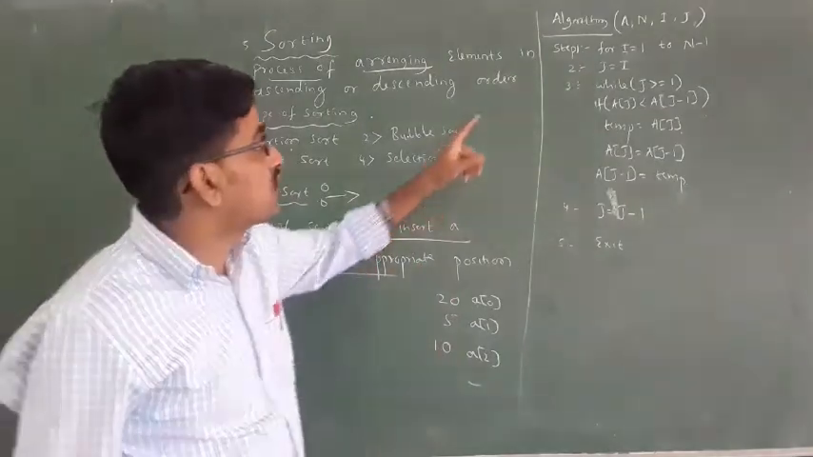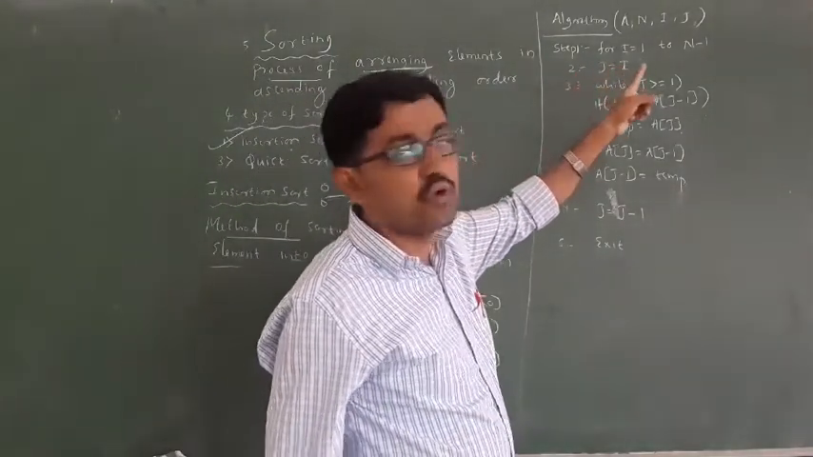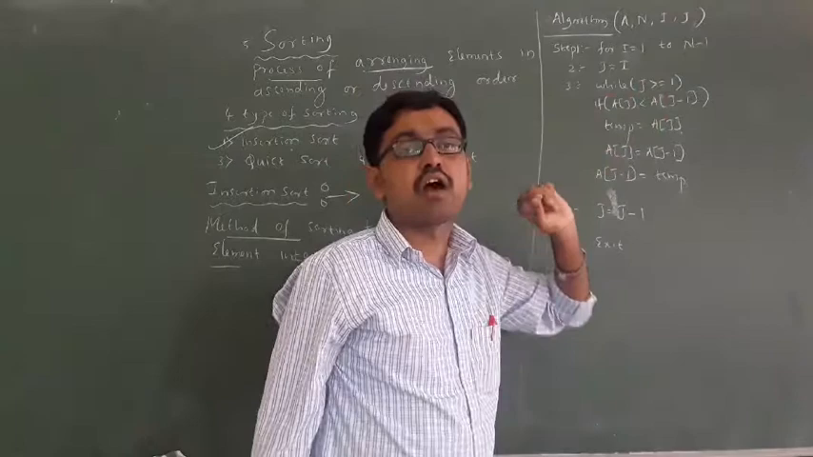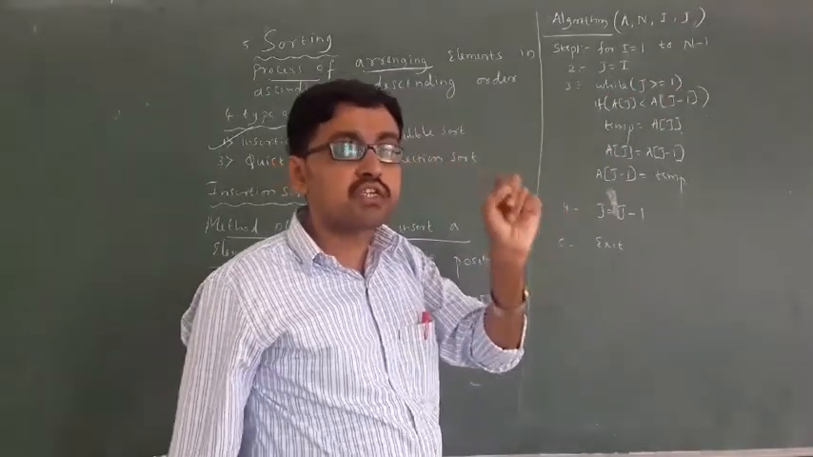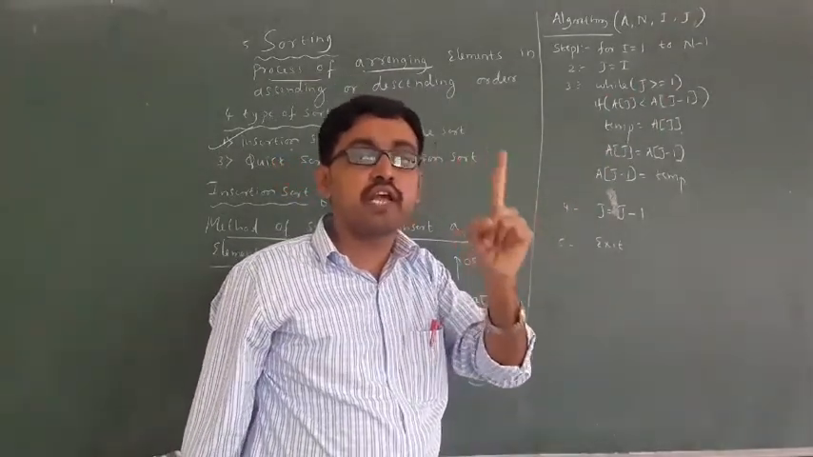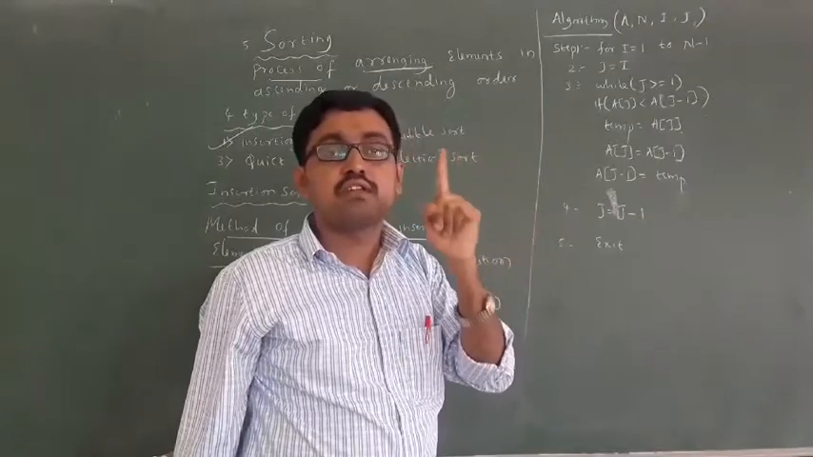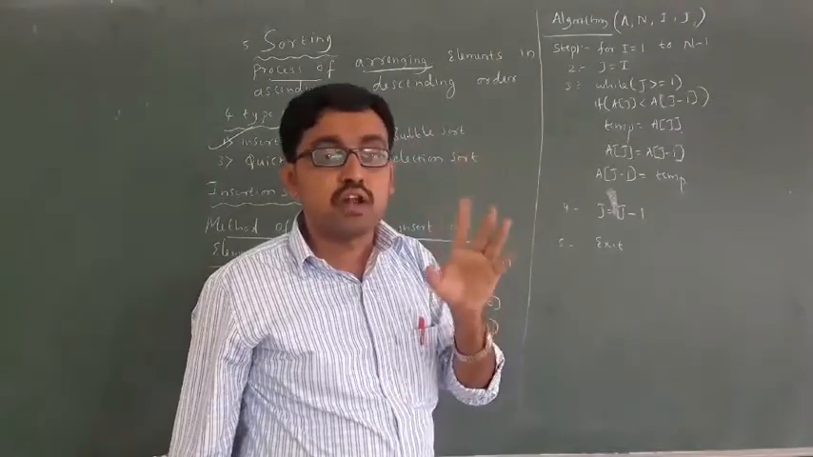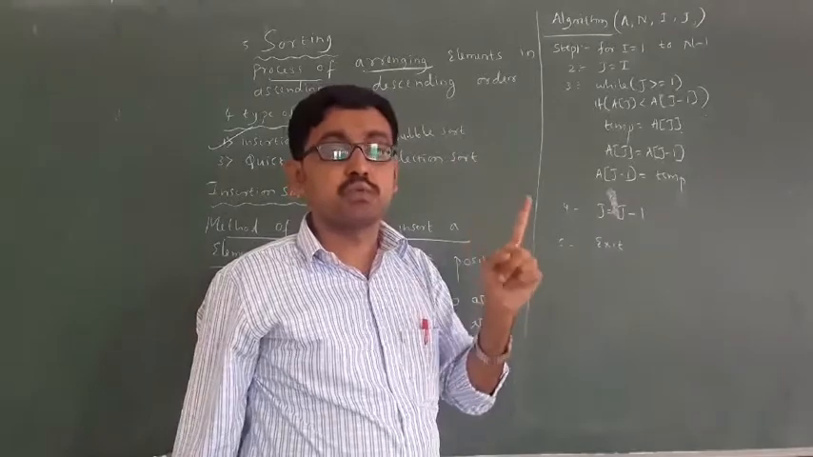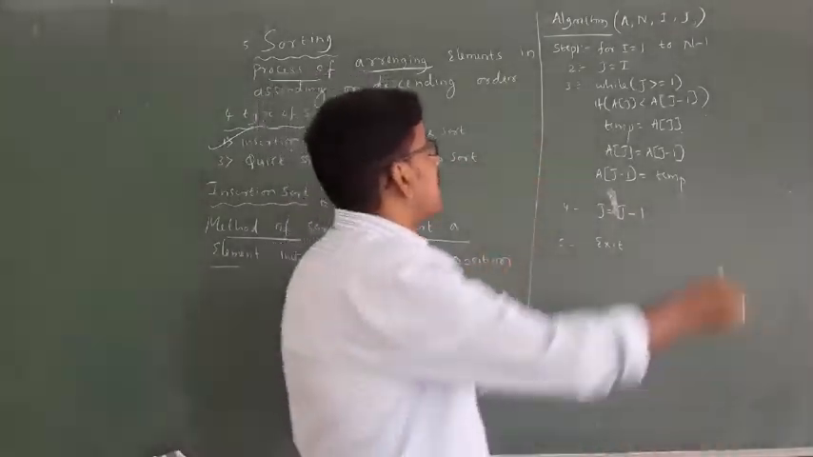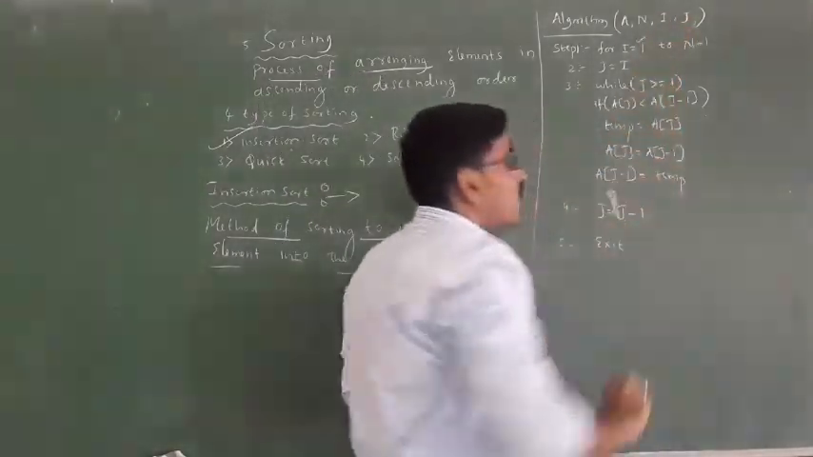In that, first, for i equal to 1 to n minus 1. Always remember, insertion sort will always start with i equal to 1, not 0. Some students write 0, it is wrong. Always it starts with i equal to 1.